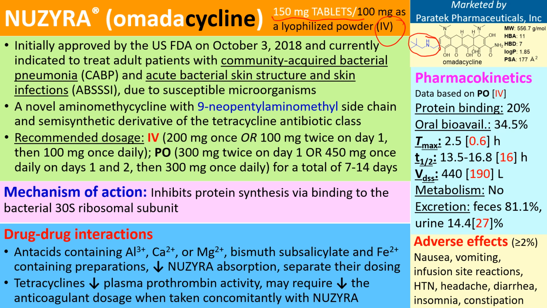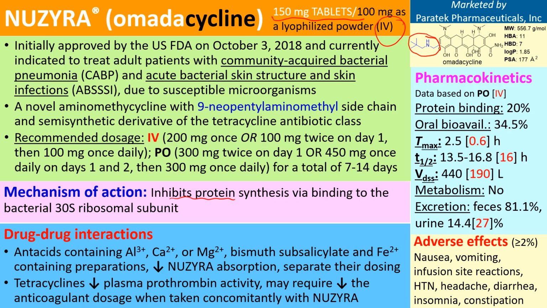If we look at the drug chemistry, as mentioned, this is a member of the tetracycline antibiotic class. Molecular weight is 556.7 gram per mole. Hydrogen bond acceptor 11, hydrogen bond donor 7, log P 1.85, polar surface area 177 square angstrom. Mechanistically, this medication inhibits protein synthesis via binding to the bacterial 30S ribosome subunits.